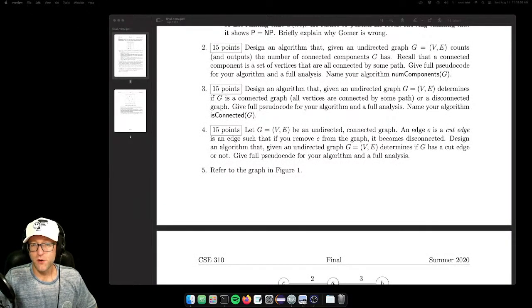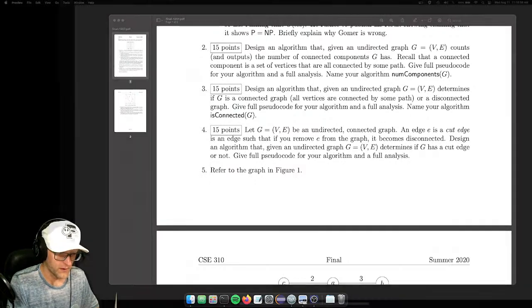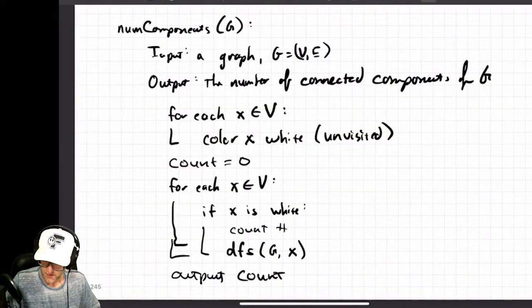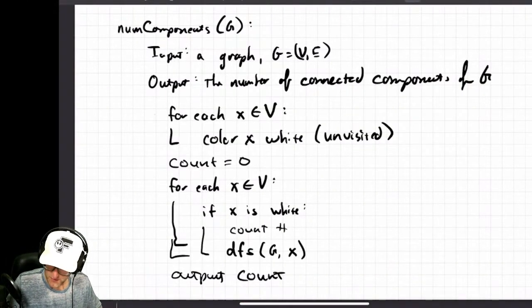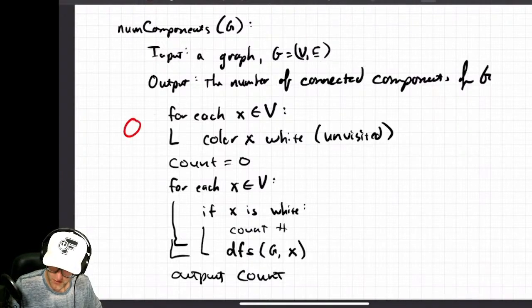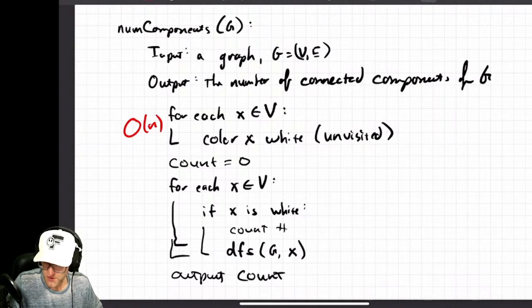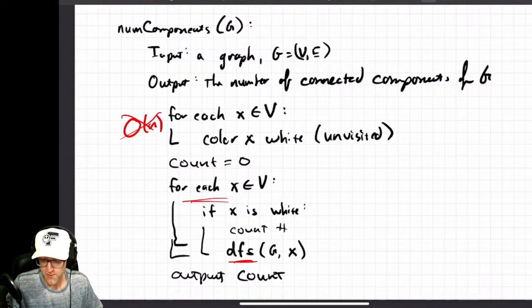Okay, let me go ahead and go back over here. Give full pseudocode and a full analysis. Okay, fine. Let's go back. So what's the analysis here? Well, this is going to be order n here, the initialization, but that's not going to be all that important. It's going to end up being dependent on this DFS here. And of course, we might have to restart it.